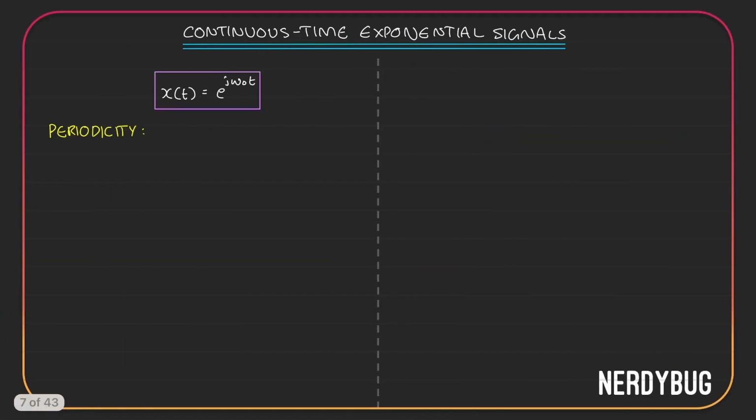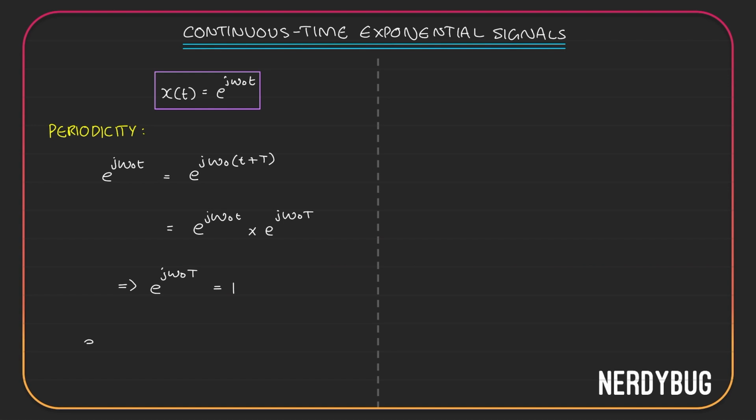Let us take this signal x of t is e raised to j omega naught t and try to find its periodicity. Let's consider capital T is its period, which means e raised to j omega naught t will be equal to e raised to j omega naught t plus the time period. But this can be written as e raised to j omega naught t multiplied by e raised to j omega naught T. We have e raised to j omega naught t here and here, both on the LHS and on the RHS. So if we cancel them, what we get is e raised to j omega naught multiplied by the time period is supposed to be equal to 1.